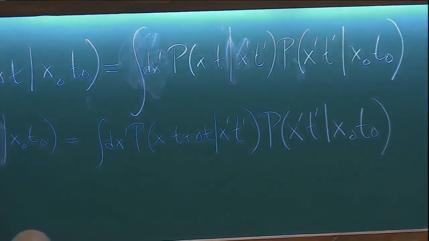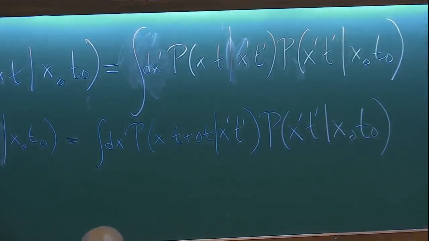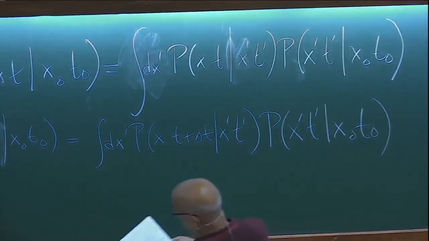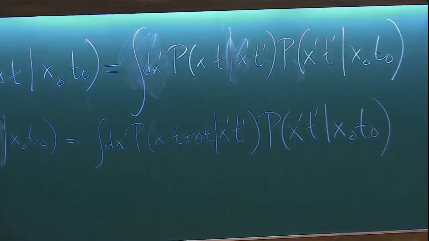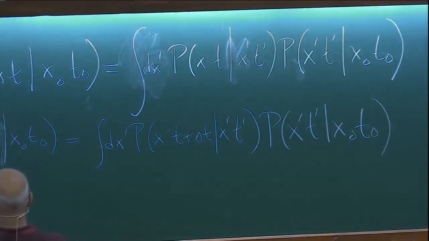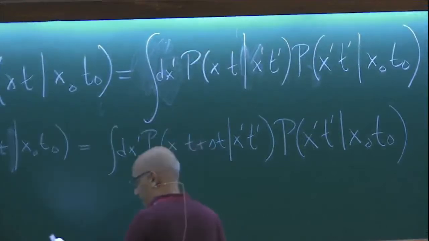Have I done something wrong? Oh, yeah, sorry. No, for any t prime between t naught and t, this is, yeah. Yeah, so I'll do what, so. What have I done wrong? Have I done something wrong? I think I'm okay. Yeah, okay.